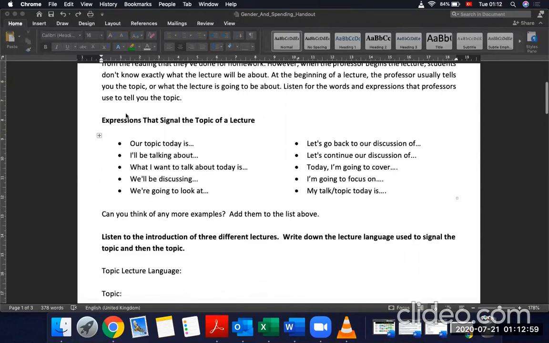Here are some expressions that signal the topic of a lecture. Let's have a look. Our topic today is, I'll be talking about, what I want to talk about today is, we'll be discussing, we are going to look at. Let's go back to our discussion of, let's continue our discussion of. Today I'm going to focus on, my talk today is, or my topic today is.